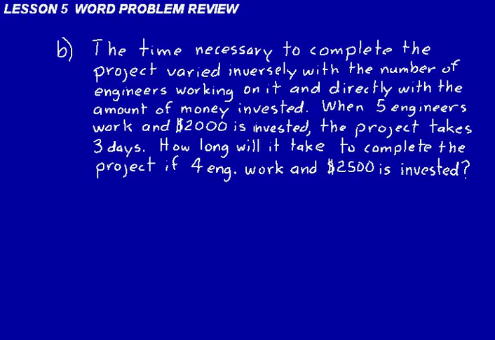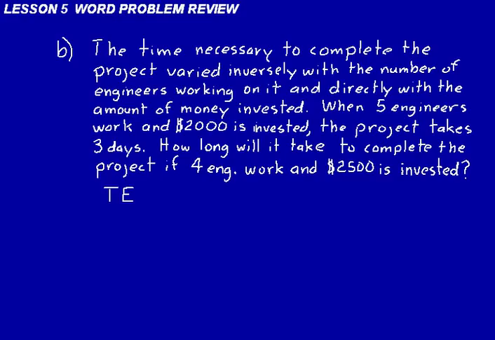Now think about it. The time necessary to complete the project varied inversely with the number of engineers and directly with the amount of money invested. So time, let's just say T for time, varied inversely with the number of engineers. So that would be like saying T times E. As time increased, the engineers decreased. That's what varied inversely means. As one goes up, the other goes down.